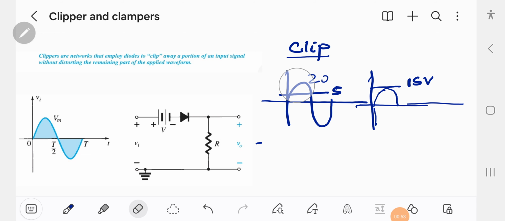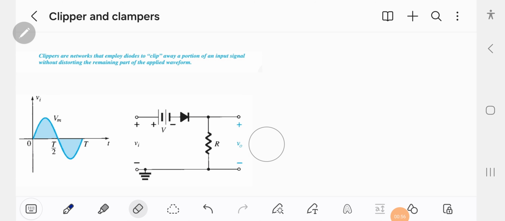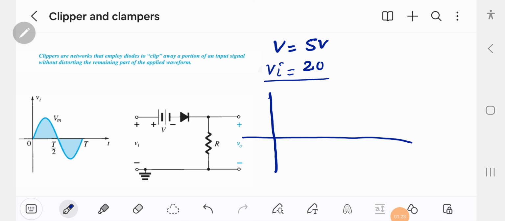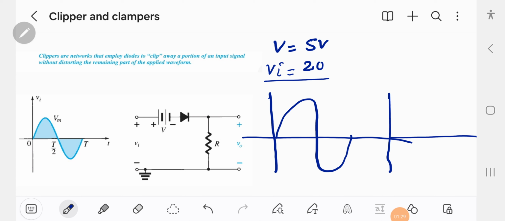So to get this network to give us an output voltage of 15 volt, we put a 5 volt source with the input voltage of 20 volt. What this network will do is clip this waveform and convert it into a waveform of amplitude 15 volt.